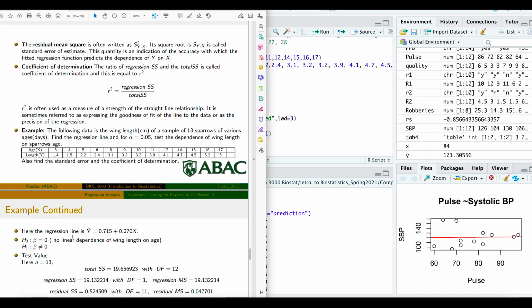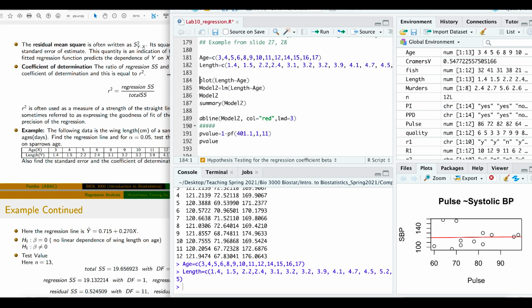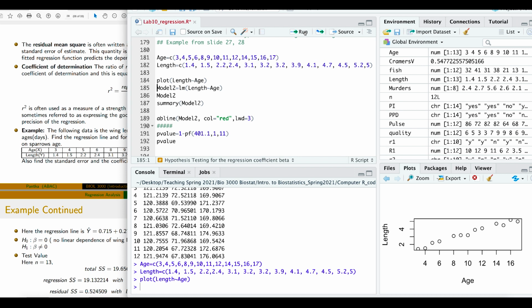So here you find out the regression line, you do the linear model, you get the regression line. Okay, let us do that. I have copied the X data as the age and the Y data as the length. Let me run that. If you look at the plot, how would the scatter plot look? This is what the scatter plot looks like. It looks like a good plot, right? If you look at the dots here, they look like they lie along a straight line, right?